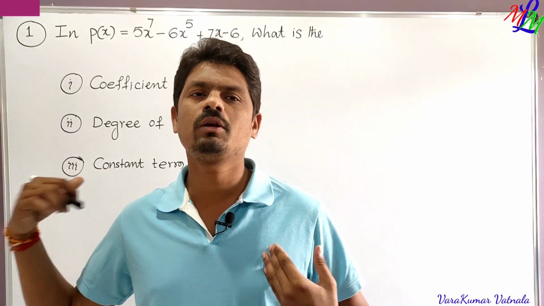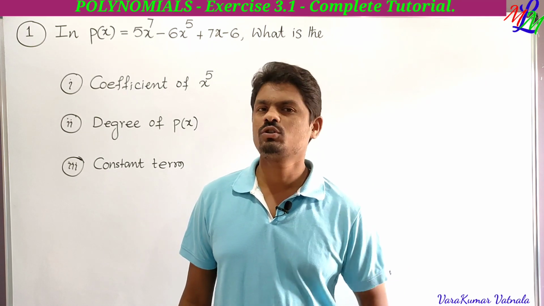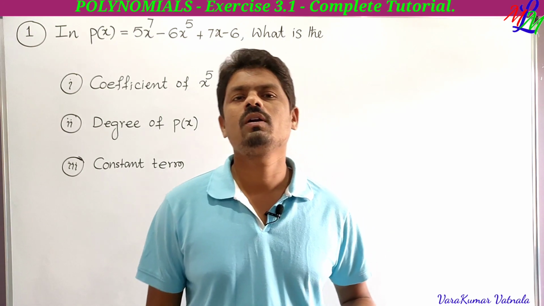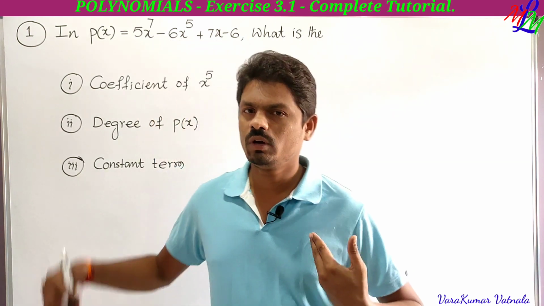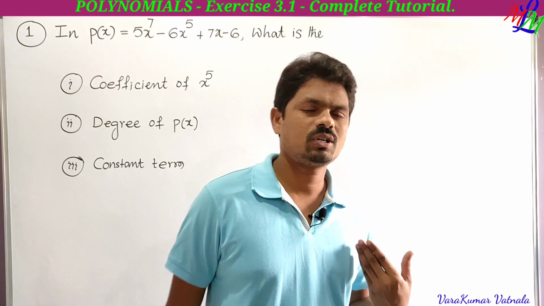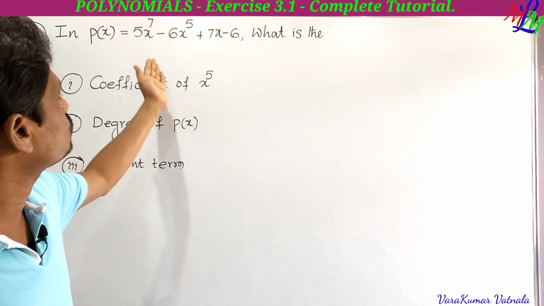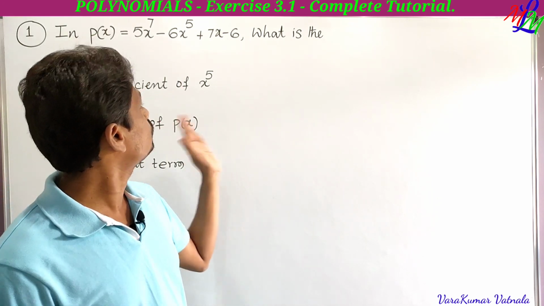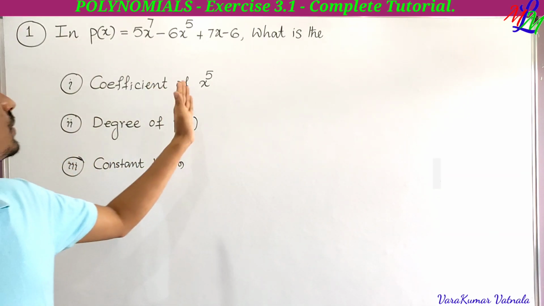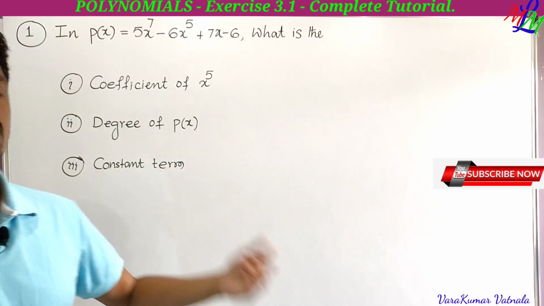Today we are going to solve a problem from Polynomials exercise 3.1, first problem. Already we have discussed an introduction to polynomials. So next we are going to do some problems from the first exercise. See here what he is asking us to find. In P of x is equal to 5x to the power 7 minus 6x to the power 5 plus 7x minus 6, what is the coefficient of x to the power 5, degree of P of x, constant term?